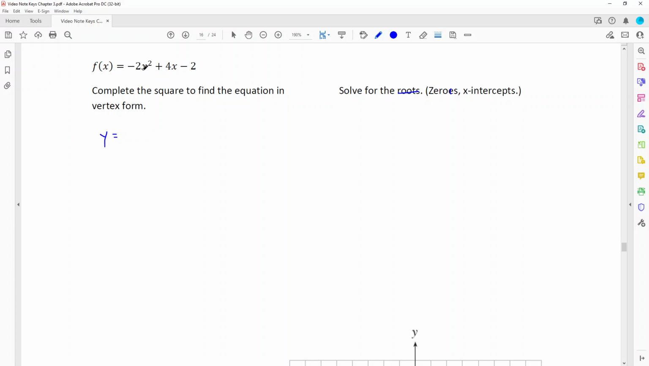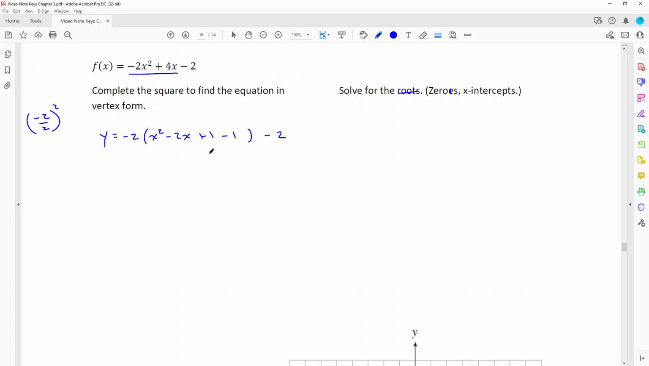So we're going to keep that -2. So we're going to greatest common factor the -2 out of both of those terms to be left with x squared minus 2x, but we're not going to divide it out of the -2. We're just going to leave that -2 on the end. Then I'm going to find the magic number by taking half of the x term, so half of -2, and squaring it. So 1 squared is 1. And I'm going to add it and subtract it.